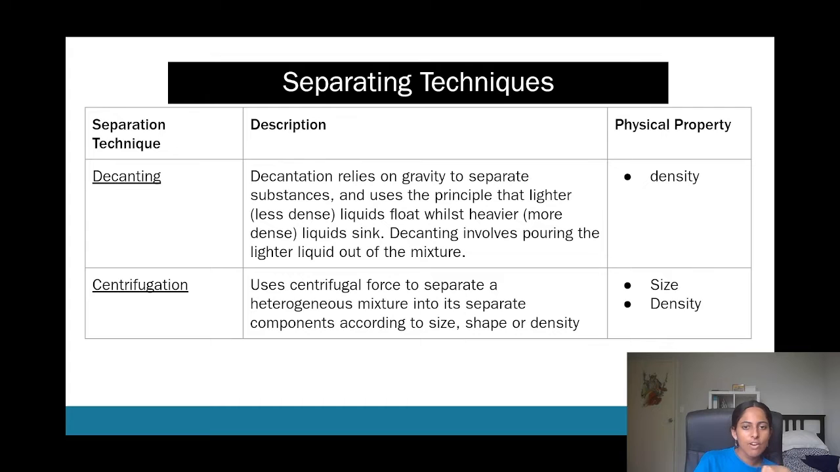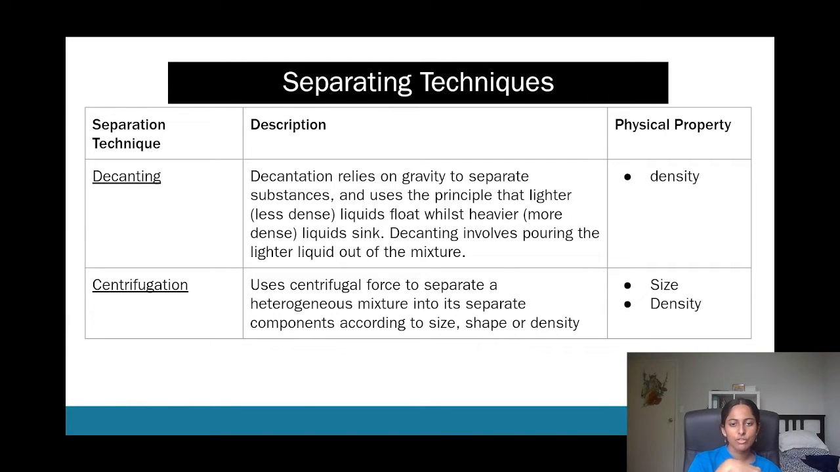You also have other techniques called decanting and centrifugation. Decanting relies on gravity, and density is involved. That's a physical property. The lighter liquid that has a lower density floats at the top, the heavier, more dense liquid is at the bottom, and you just pour the lighter liquid out first, and then you've separated the two layers.